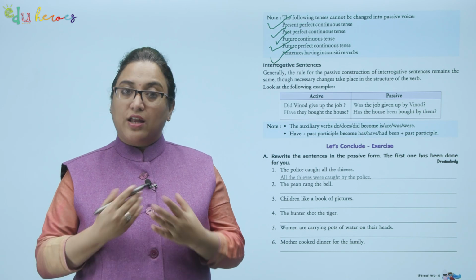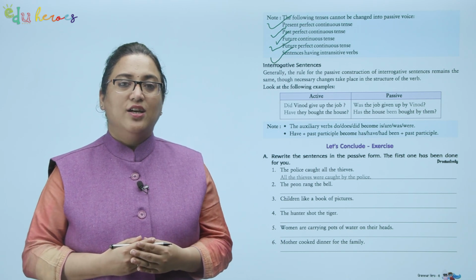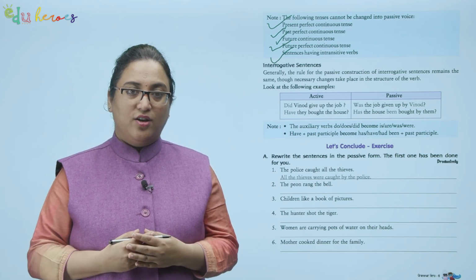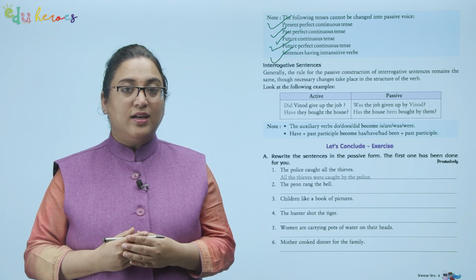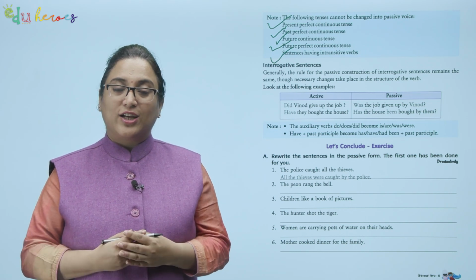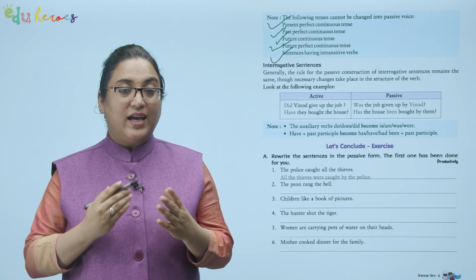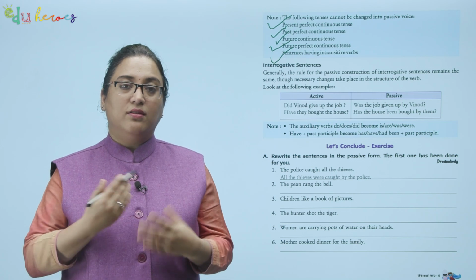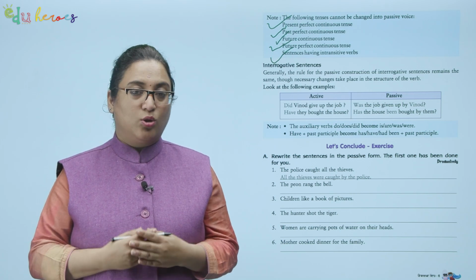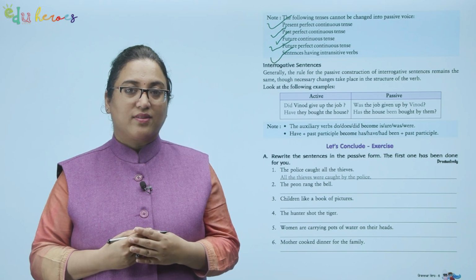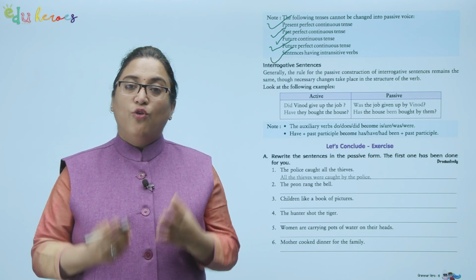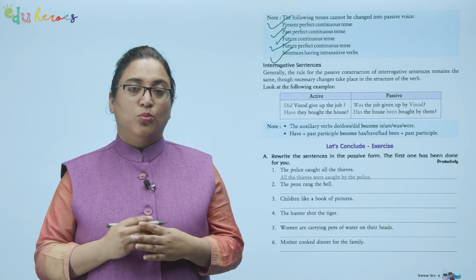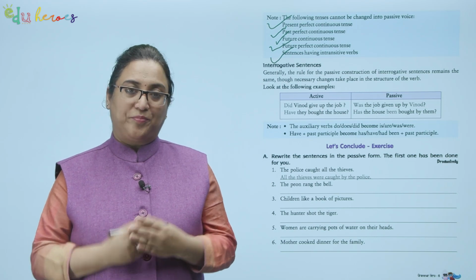What happens when we have interrogative sentences? Generally, the rule for the passive construction of interrogative sentences remains the same, though necessary changes take place in the structure of the verb. Let's look at these examples. Now, the active voice sentence. Did Vinod give up the job? Here again the doer is the subject, although it's a question. When changed to passive, was the job given up by Vinod? Whenever we change to passive, most of the time we have the word by.